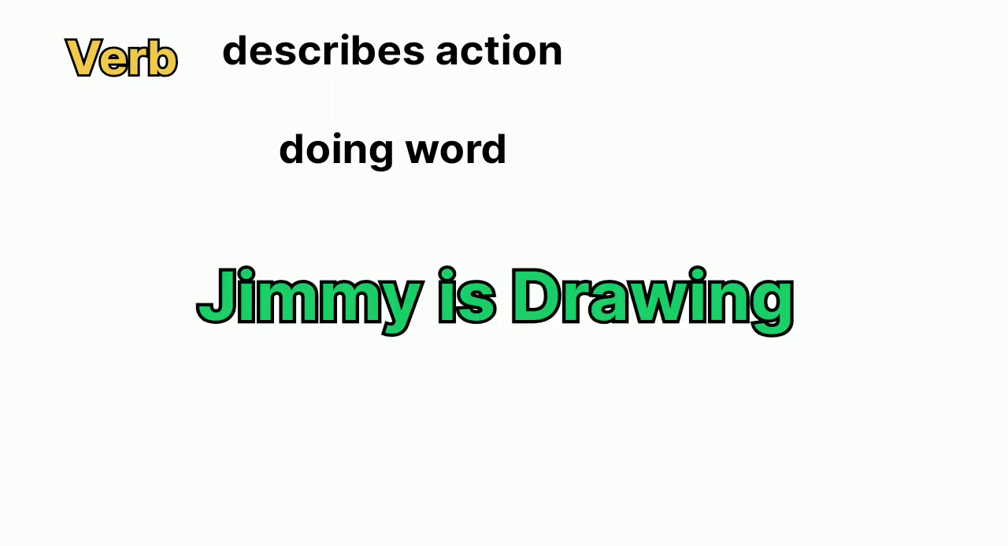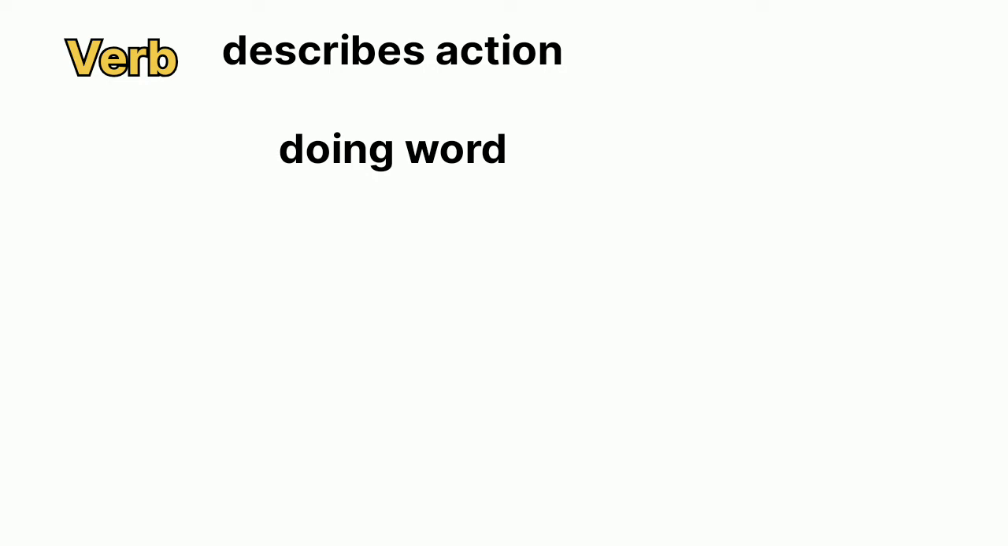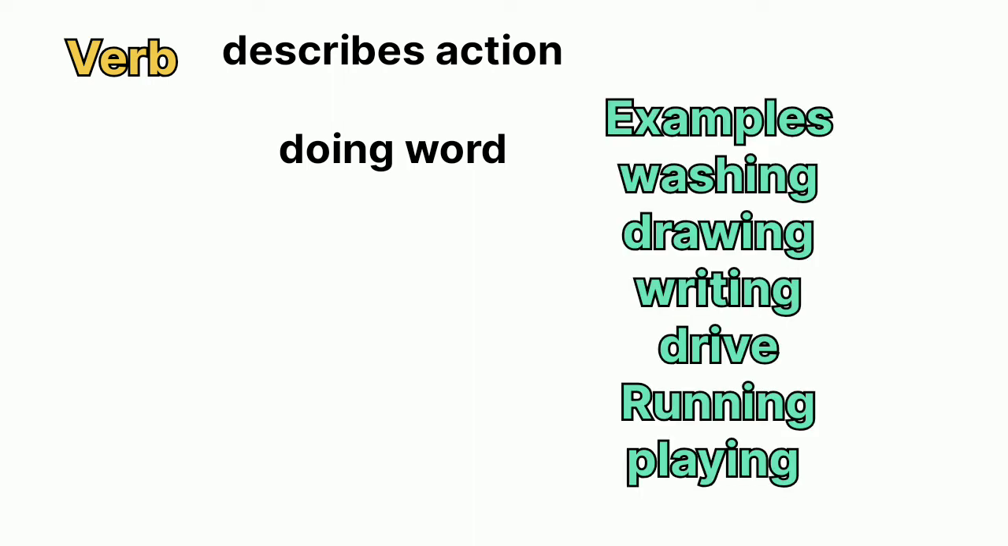Jimmy is drawing. Where is the verb there? Yes, drawing. Drawing is a verb because it's an action word. It's an action. He is drawing. Drawing is an action. So by now you understand that a verb describes action. Those are only two words there. You cannot say you will forget those things. Two words describe action.